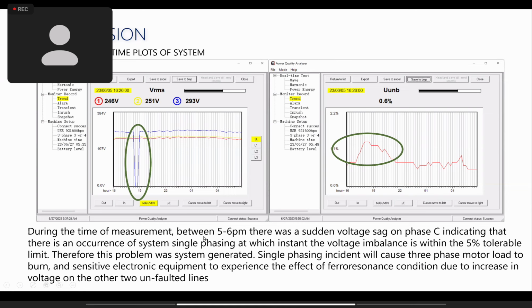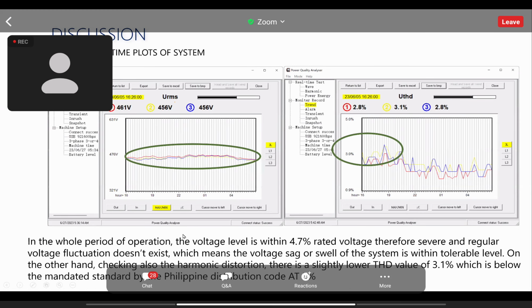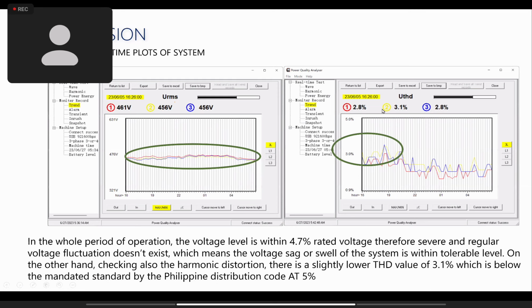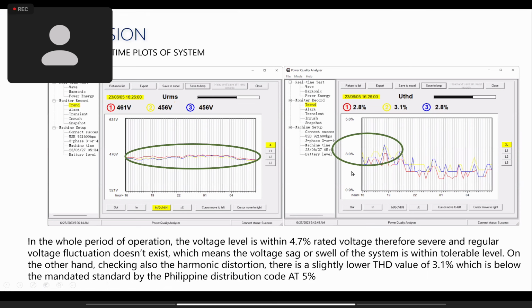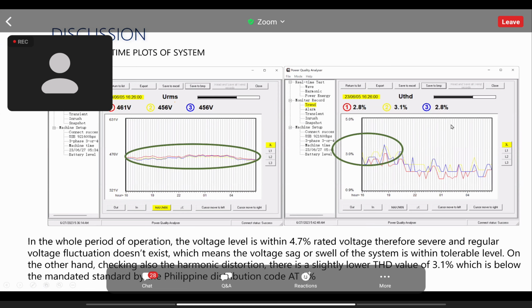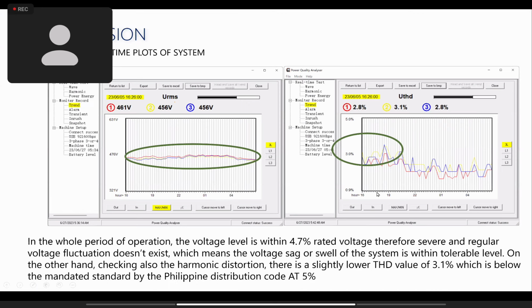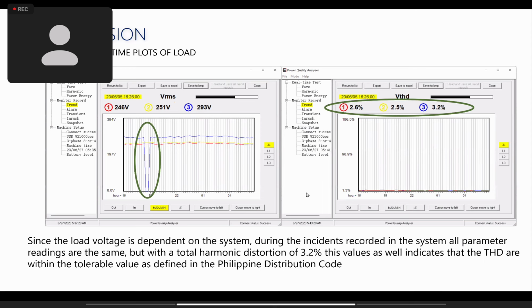Okay, then we also have measured the voltage and time plans. Very minimal naman ang kanyang variation sa RMS voltage. And the distortion naman is within the limit na 5%. Kasi nasa mandate ng IEC 519, at least 5% for the voltage and the current. So this is within the tolerable level, so therefore it's not an issue. 4.7% lang. And the voltage level is within 4.7%. So walang problema doon sa voltahe so far sa system. So nagkaroon lang tayo ng problema dito sa single phasing incident.